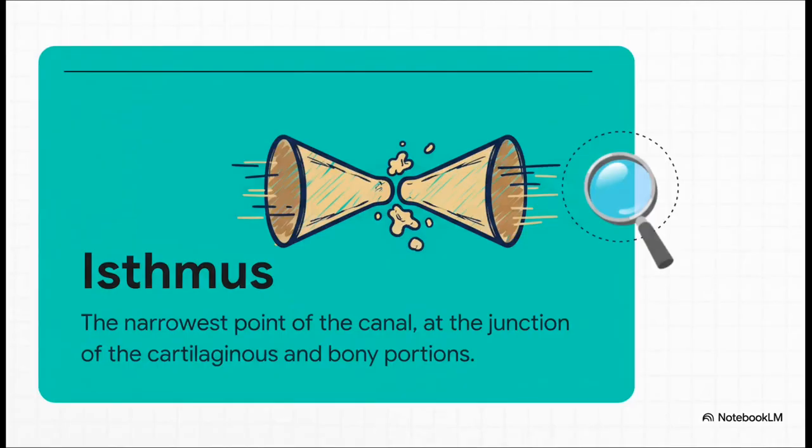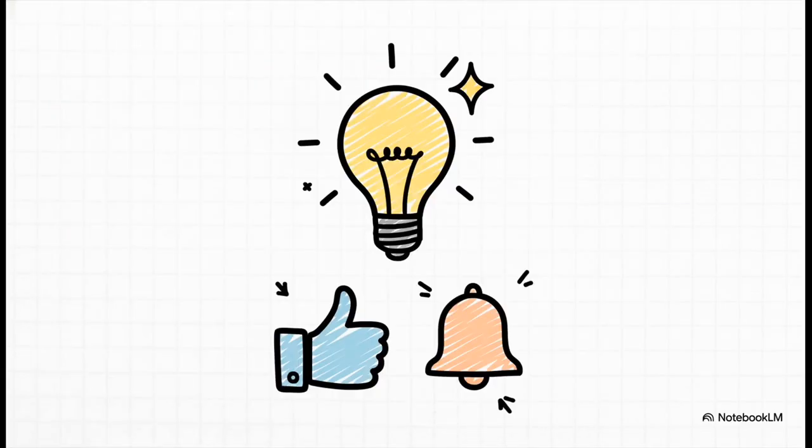Now, right at the junction where these two zones meet, there's a really important landmark, the isthmus. This is the narrowest point of the entire canal. It's basically a natural bottleneck. And it's no surprise then that this is the exact spot where earwax and other debris tend to get stuck, causing blockages.